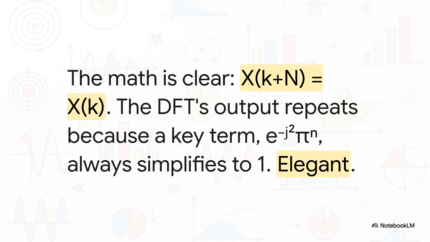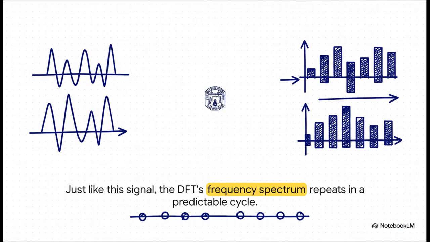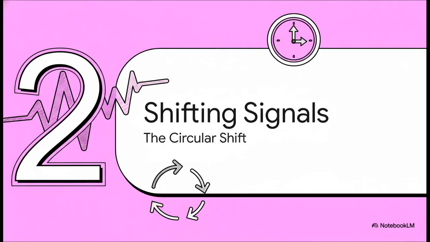And why does this happen? Well, it's because a little chunk of the formula always works out to be 1. It kind of cancels out, which is what forces the pattern to repeat. And this image here is a perfect way to visualize it. Just like this signal repeats in a predictable cycle, the DFT's frequency spectrum does the exact same thing. It just loops. Okay, so we've got our ground rules down, linearity and periodicity. Now, let's move on and see what happens when we start messing with the signal a bit.